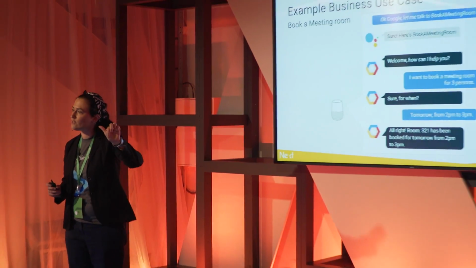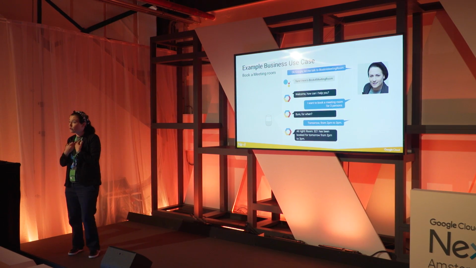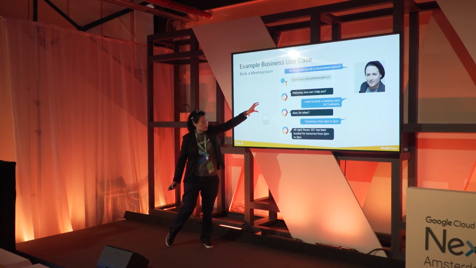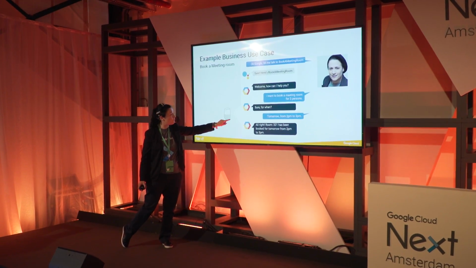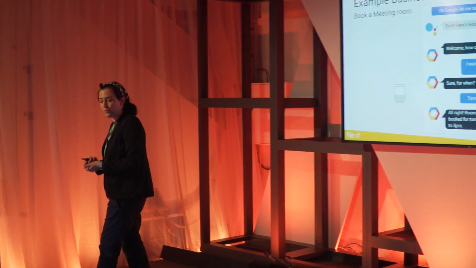And what you will see is the Google Assistant will talk back and say, okay, sure, here's book a meeting room. And then, at that moment, the voice of the assistant will change, because it will go to a voice that the developer chose for their custom action. So you're coming into the custom action flow now. Think about it as an app or a flow. We'll start with the welcome intent: okay, welcome, how can I help you? And I say, okay, I'd like to book a meeting room for 3 persons. Sure, for when? Tomorrow from 2 to 3 p.m.